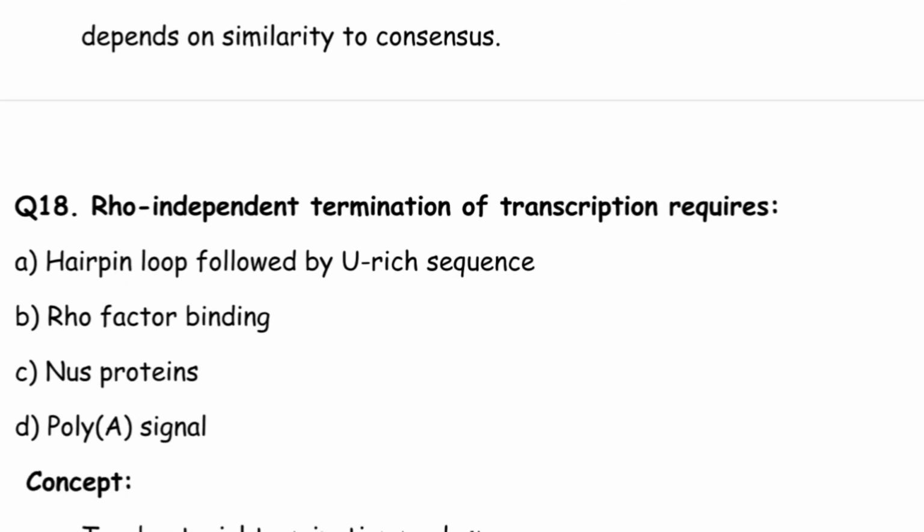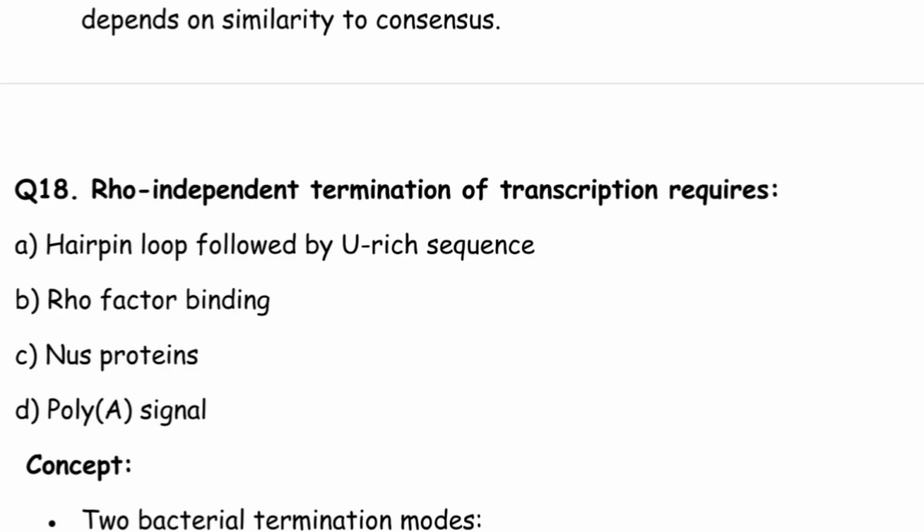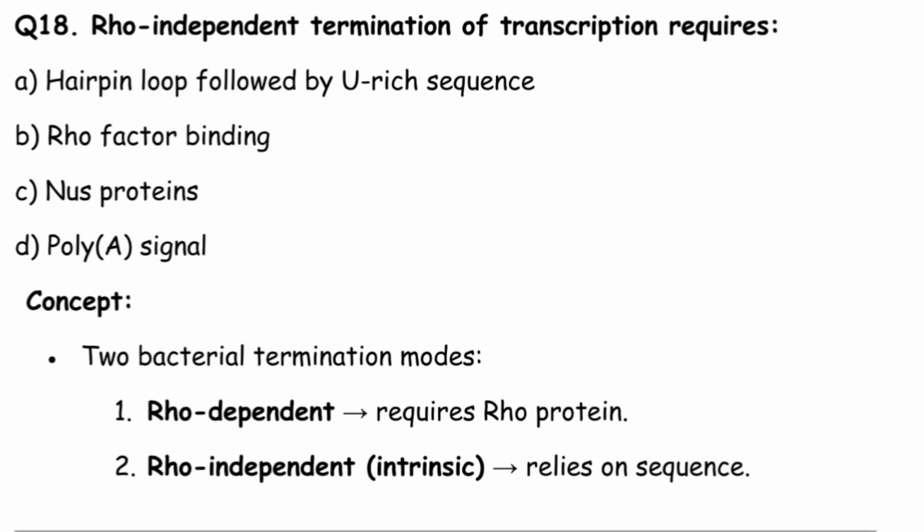Next question. Rho independent termination of transcription requires A. Hairpin loop followed by uracil rich sequence, B. Rho factor binding, C. NusG protein, or D. Poly A, that is polyadenine signal. Correct answer is A. Hairpin loop followed by uracil rich sequence.